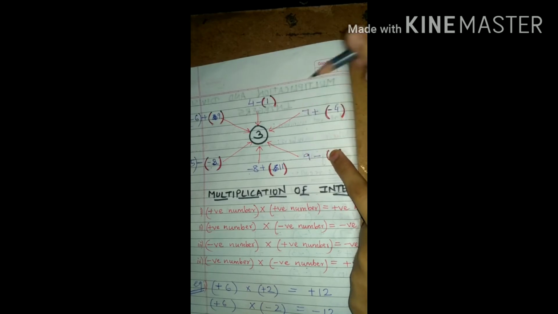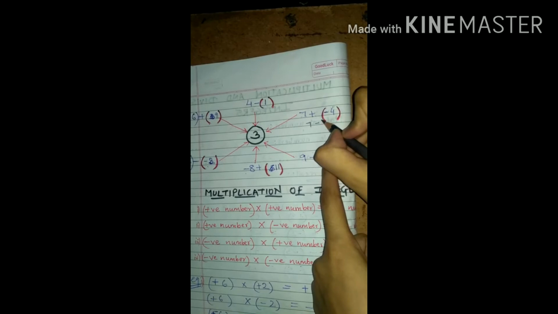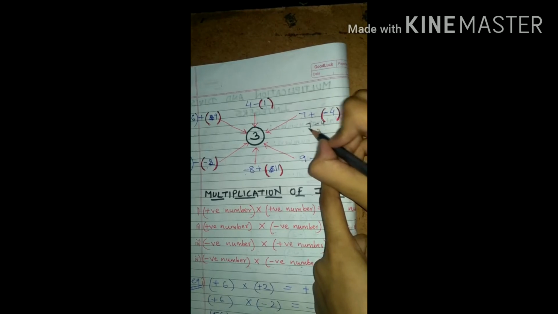9 has which sign? Plus. See, 7, this plus minus minus. So 7 minus 4 is what? 3. And the bigger one is what? 7 has positive sign. So here we are getting positive only.